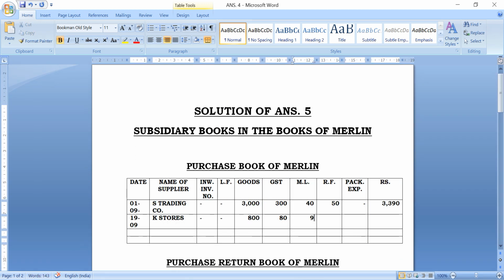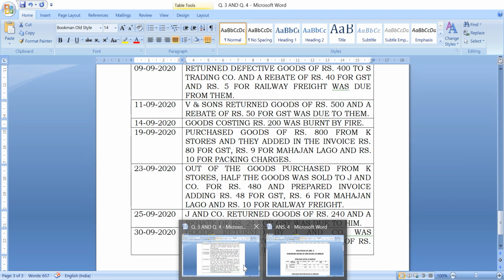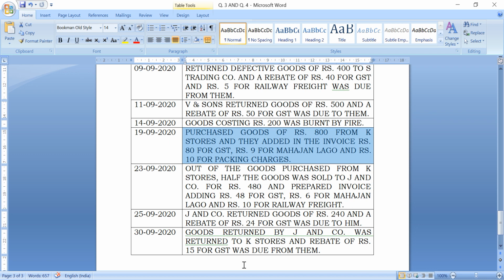9 rupees in the column of margin lago. Railway freight is not there. We have got packing charges 10 rupees. હવે આ ચારેયનો total કરો, 800 plus 80 plus 9 plus 10, and that will amount to 899. 900 રૂપિયામાં 1 રૂપિયા ઓછો, right? So the transaction of 19th is properly recorded in the purchase book.